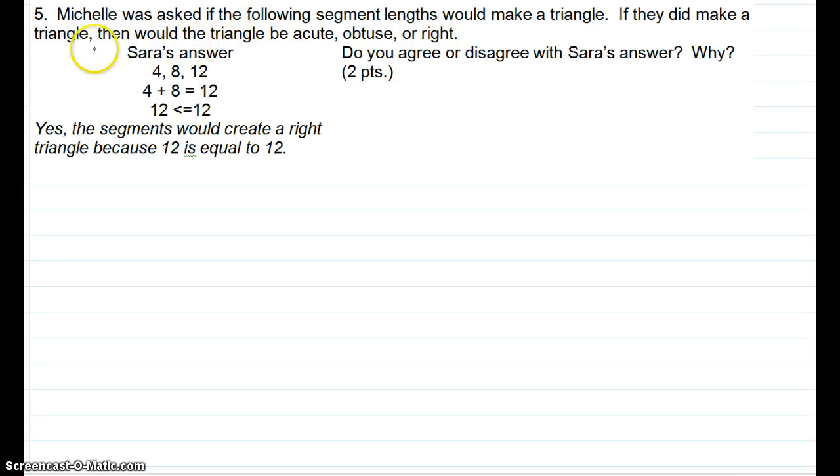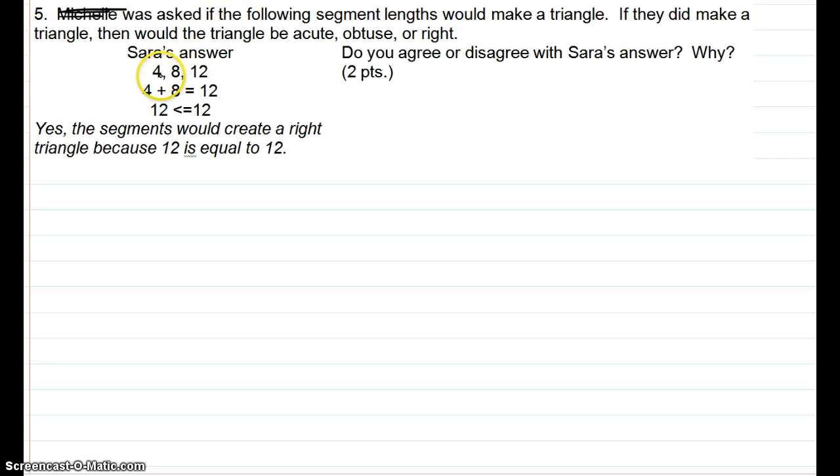Alright, let's take a look at number 5. It says Michelle was asked if the following segment lengths would make a triangle. If they did make a triangle, would the triangle be acute, obtuse, or right? And then it talks about Sarah. So I think this is supposed to be Sarah, so we'll cross that out and say Sarah.